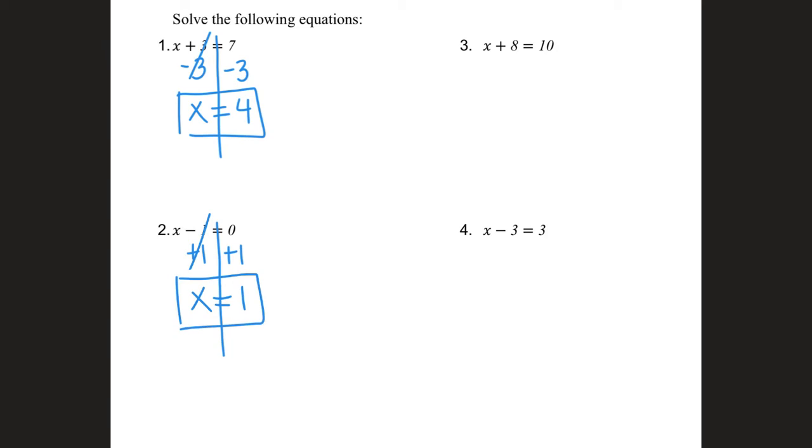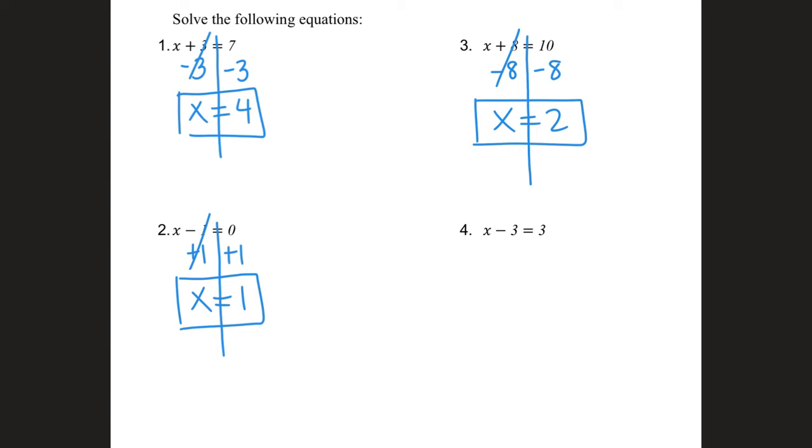All right, on number 3, I'm going to draw my line down my equals to start, and I see it says x plus 8. So the opposite of plus is subtract, so I'm going to subtract 8 on both sides of my equation. 8 minus 8 canceled on that left side, leaving me with just x. And on the right side, 10 minus 8 leaves me with 2. So my answer is x equals 2.